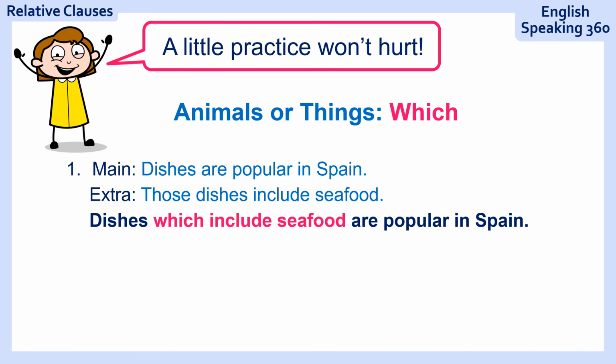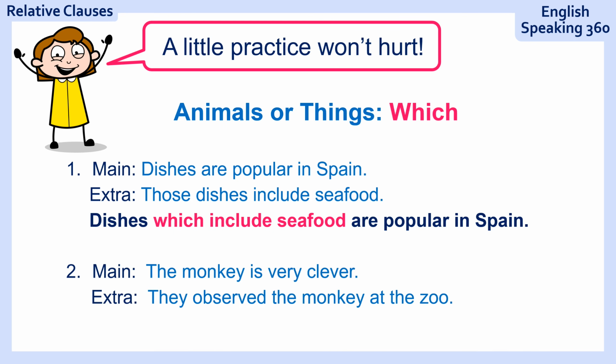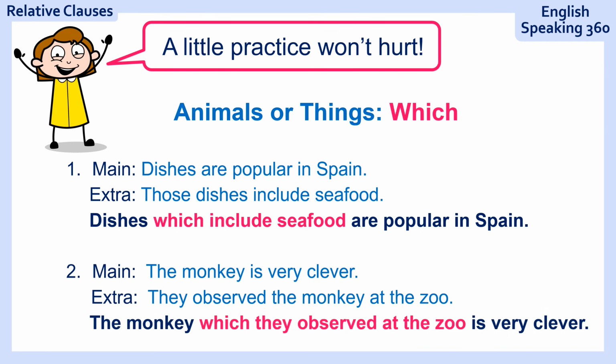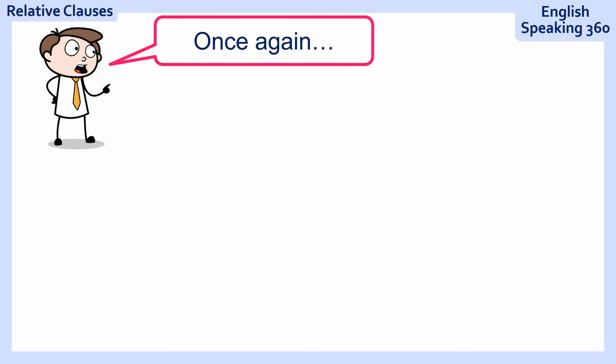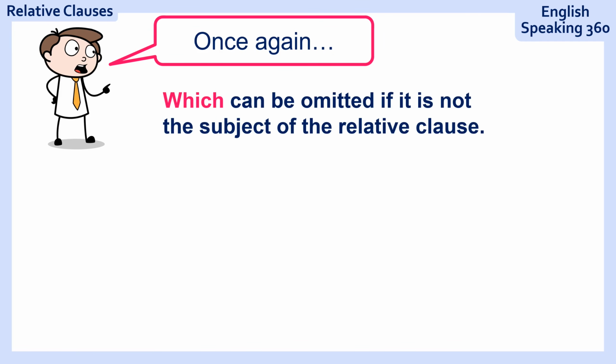excellent sentence. Number 2. The monkey is very clever. They observed the monkey at the zoo. Put them together and it gives the monkey which they observed at the zoo is very clever. Once again, be careful here. Which can be omitted if it's not the subject of the relative clause.